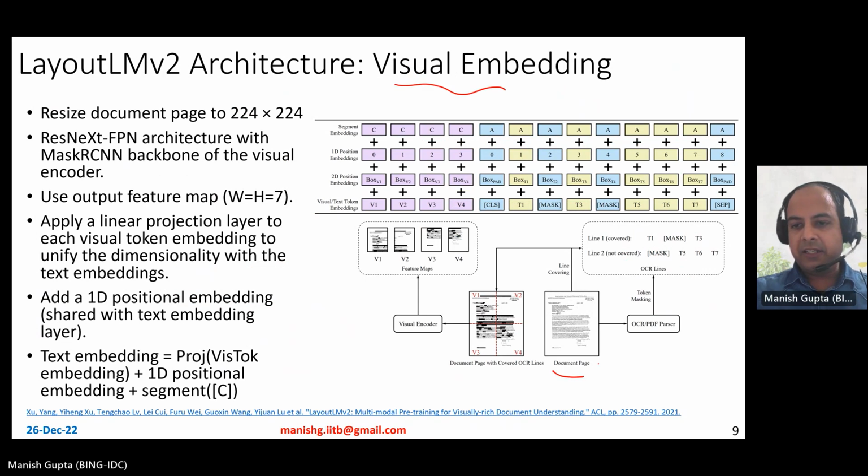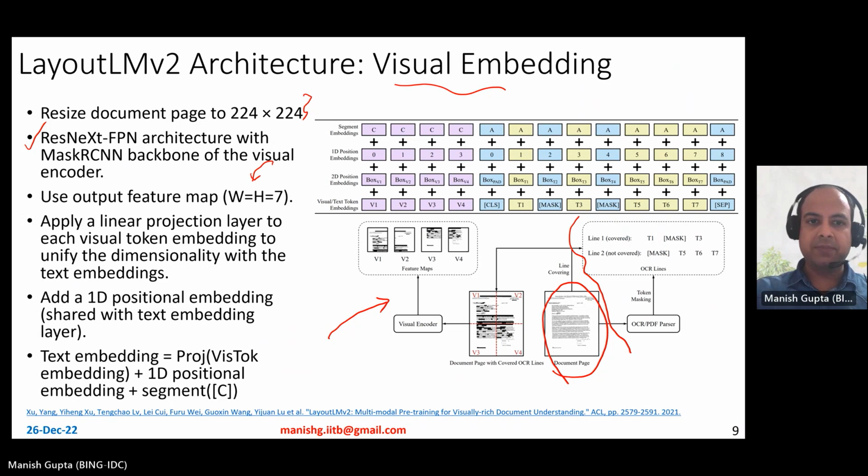Now, how about the visual part? You have taken the document and we have already talked about the text part. Now, let's talk about the visual part, right? So, you take the document, resize it to 224 cross 224, and give it as input to a visual encoder, which in this case is ResNeXt FPN, which follows a Mask RCNN backbone. That one is more like a CNN, right? Which gives you a 7x7 output, of course with some depth to it. The width and the height of that output are 7x7, leading to 49 visual words in that sense.